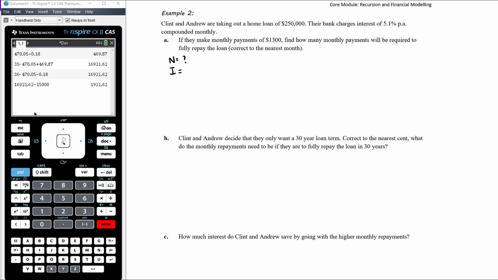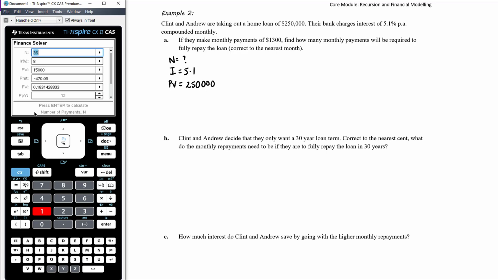The interest rate is going to be 5.1%. The present or principal value is $250,000. Now they're taking out a home loan, so that's money the bank is going to give to them, so it's positive $250,000. They then make monthly repayments of $1,300, so negative $1,300. They're paying that money to the bank.